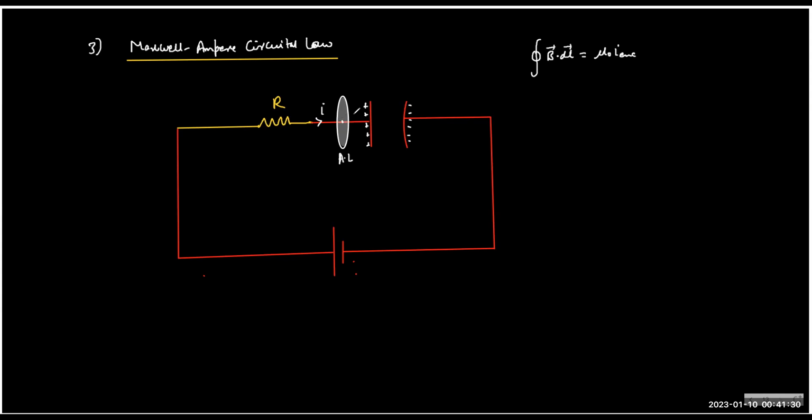So for this contour, what you can see is that the I enclosed will be I, correct? Isn't it? Yes. But if I draw the same contour here, or if I draw a surface like this, so what is the current flowing through this part of the surface? I can draw this surface, I can draw this surface. So how much current is passing here?